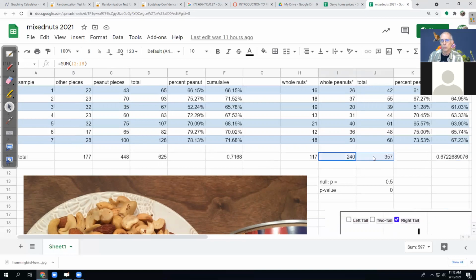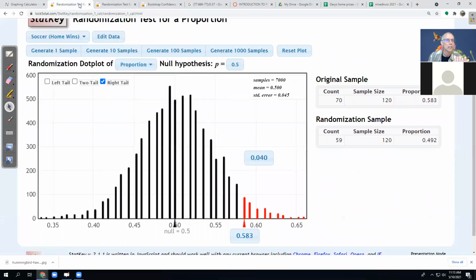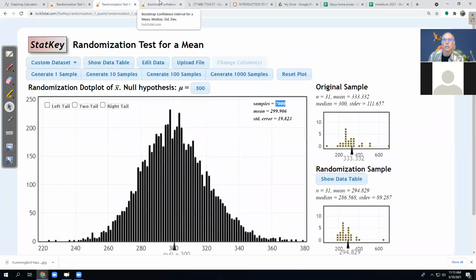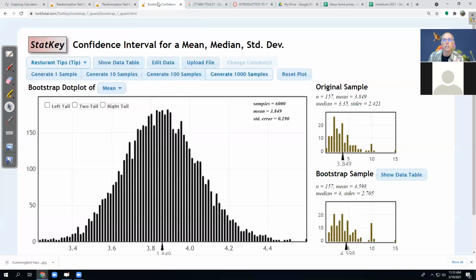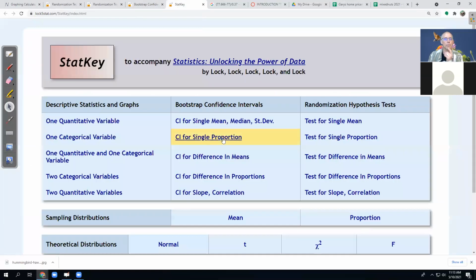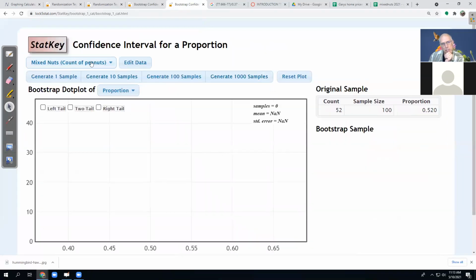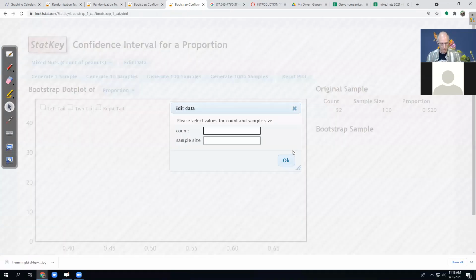So I need these two numbers right there in StatKey. And StatKey did something similar. They had some nuts. Let's see, home team wins, I'll leave that. This is my housing prices, and this one is my restaurant tips. Let's bring up a new screen from StatKey, and I'm going to do a confidence interval for a single proportion. Now, one of the authors of the book went out and grabbed some mixed nuts and did the same thing. So I'm going to edit this and put my data in.